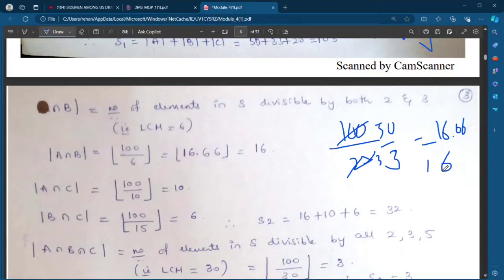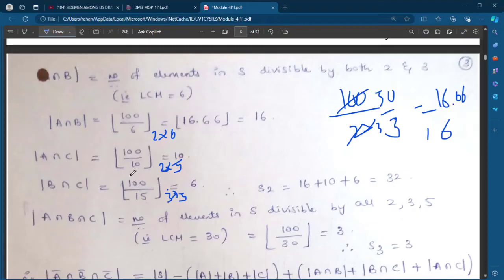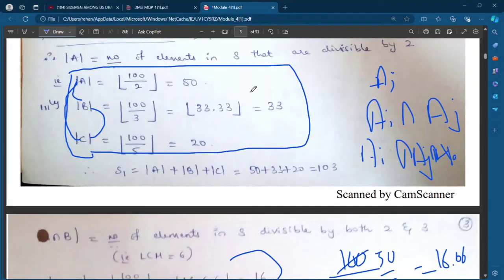Similarly, if I have to take A intersection C, divisible by both 2 and 5 will be there. So the denominator will become 10. So B intersection C, denominator will be both 3 and 5, so 3 into 5. 100 by 2 into 3, 2 into 5, 3 into 5. Then I have to find what to say. Okay, now if I add these three numbers, that is my S2. And if I add these three numbers, that is my S1.